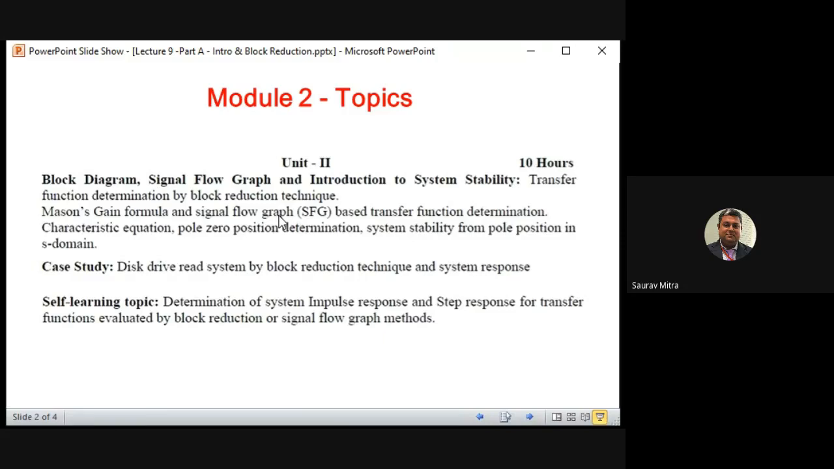So there is a disk drive. The hard disk drive, we all have used, but we don't know exactly how that thing functions. So we are going to model that. First we are going to find out the transfer function based model, and we can find out that disk drive transfer function based model. We can find out its transfer function. And in the self-learning topic, there is something called impulse response and step response for transfer functions evaluated by block reduction.